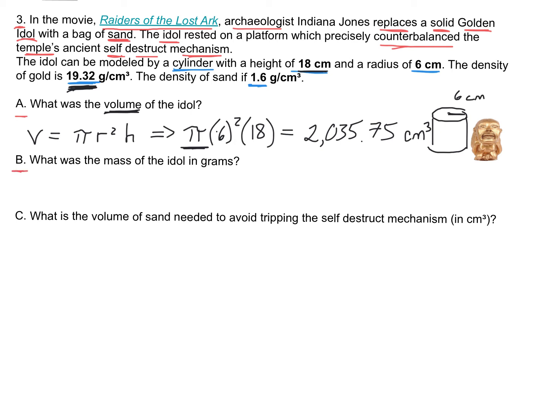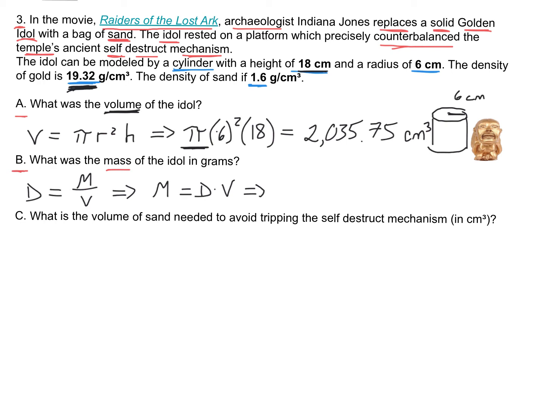So moving on to part B. Now I want to know what is the mass of the idol. So to help me calculate for mass, I'm going to go back to my formula for density, which is mass divided by volume. Now, earlier in the notes, we figured out that if I want to calculate mass, what I'm going to have to do is density times volume.